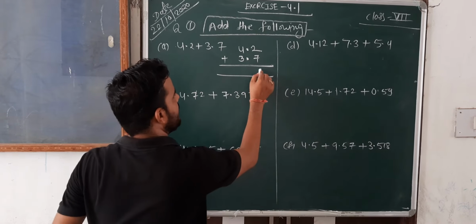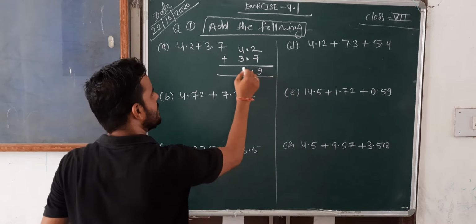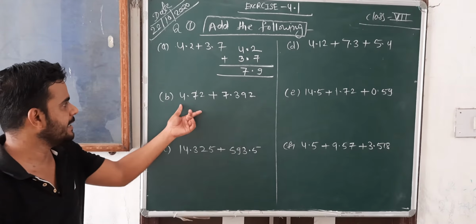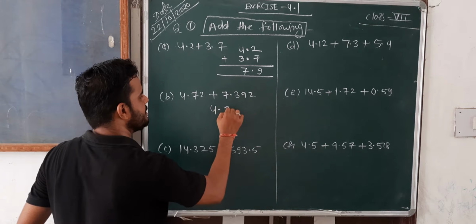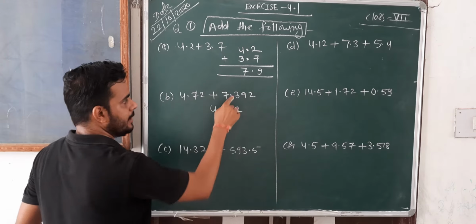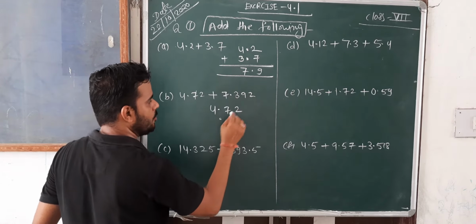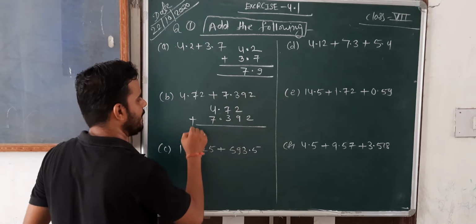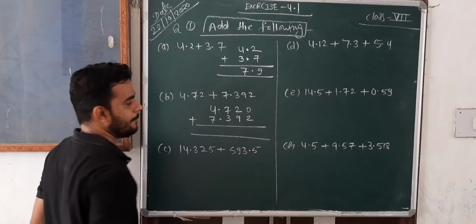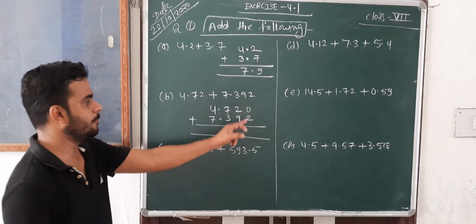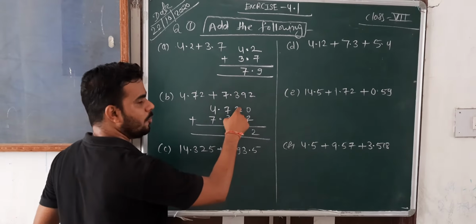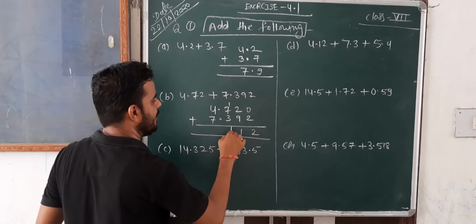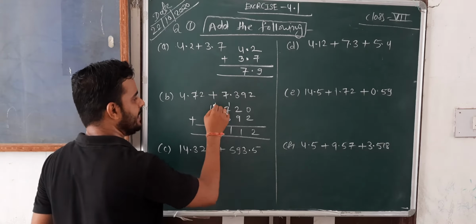7 plus 2 is 9, and 4 plus 3 is 7. So the answer is 7.9. Okay, next, 4.72 and 3.92. We have to add like this only. Blank plus, we will put the 0. So 0 plus 2 is 2. 9 plus 2 is 11, carry 1. 7 and 3 is 10, and 1 is 11, carry 1. 7 and 1 is 8, and 4 is 12.